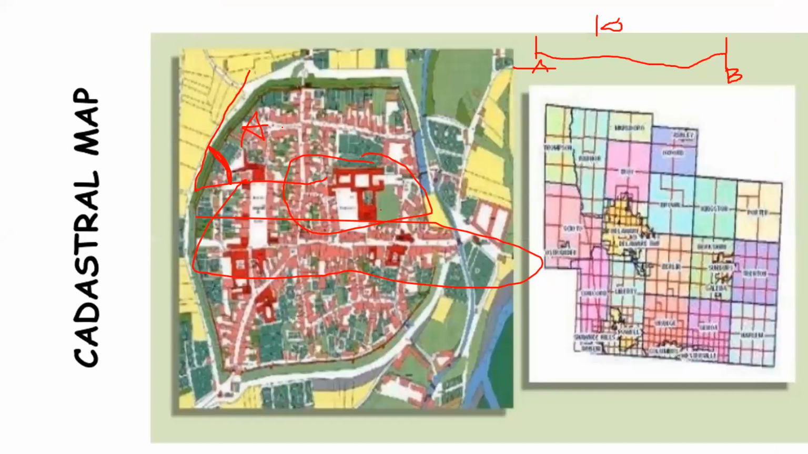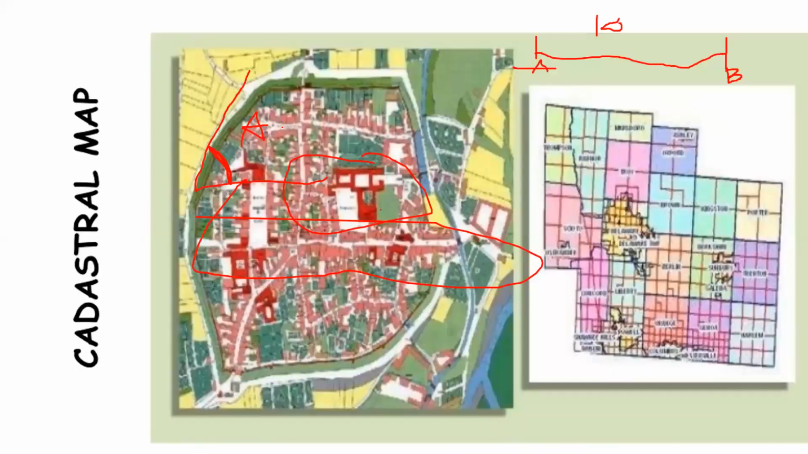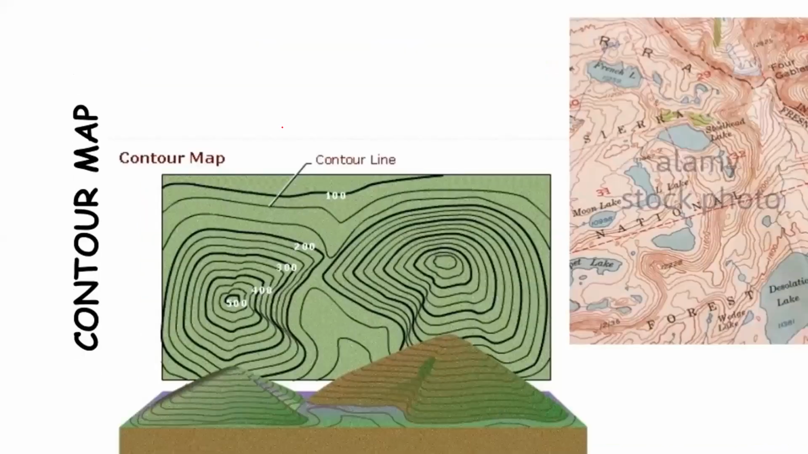And this is the cadastral map, which we discussed earlier. And this one is the engineering map. From this topographical map, we will extract this engineering map. With the help of this engineering map only, we use the GPS right now. And the last one, the contour map, is used to locate the depth or height of a hill or a valley.